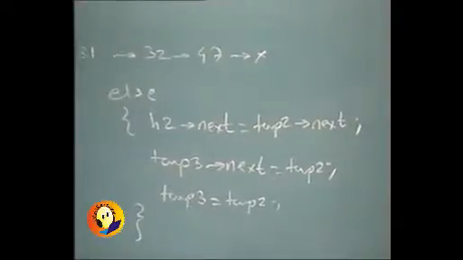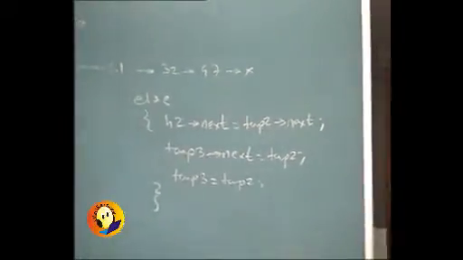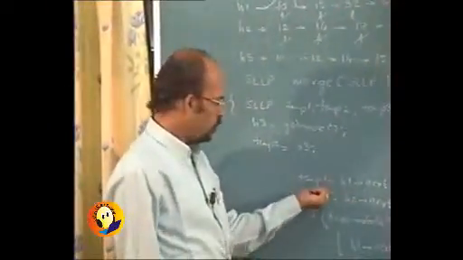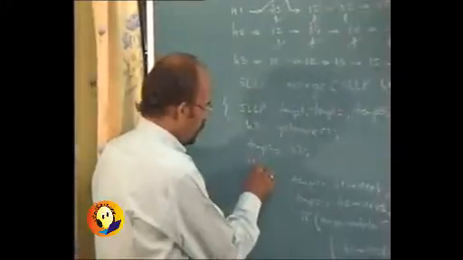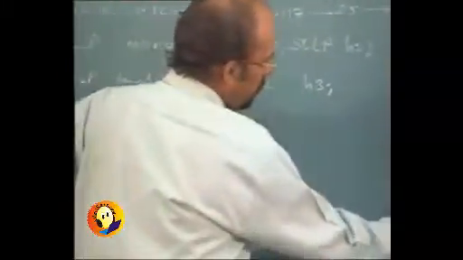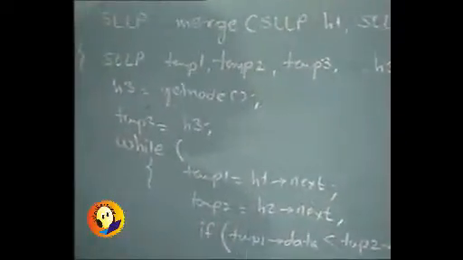We don't know whether temp1 has been detached or temp2. One of the two will have happened. So every time we will start with saying temp1 is the first node and temp2 is the first node of the second list. So this cannot go outside the loop. We'll have a while, and how long will we do this job? Till none of the lists ends.